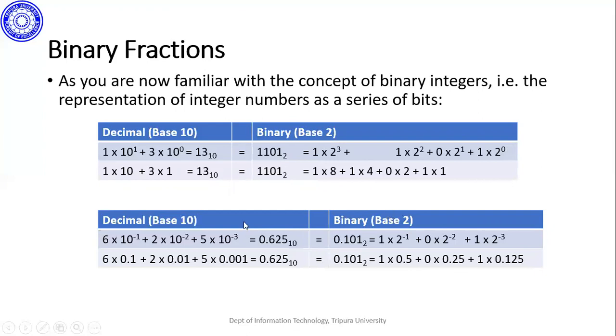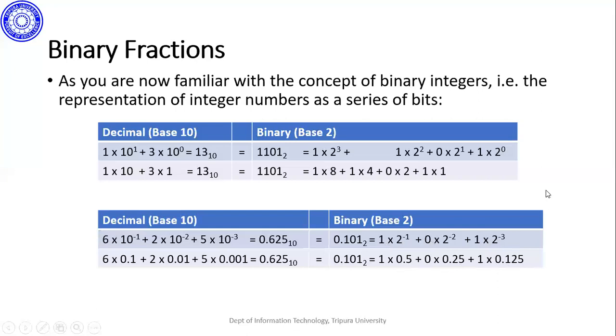Now, when it is fractional, it is a different thing. Here we are dealing with something like 0.625, which is made of 6 into 10 to the power minus 1, 2 into 10 to the power minus 2, and 5 into 10 to the power minus 3, which corresponds to 6 into 0.1, 2 into 0.01, 5 into 0.001. In the same lines, in binary, this corresponds to 1 into 2 to the power minus 1, which is 0.5, 0 into 2 to the power minus 2, which is 0.25, and 1 into 2 to the power minus 3, which is 0.125.